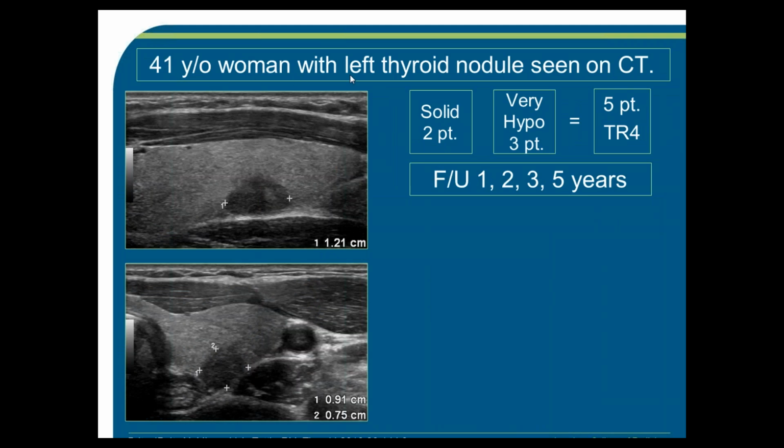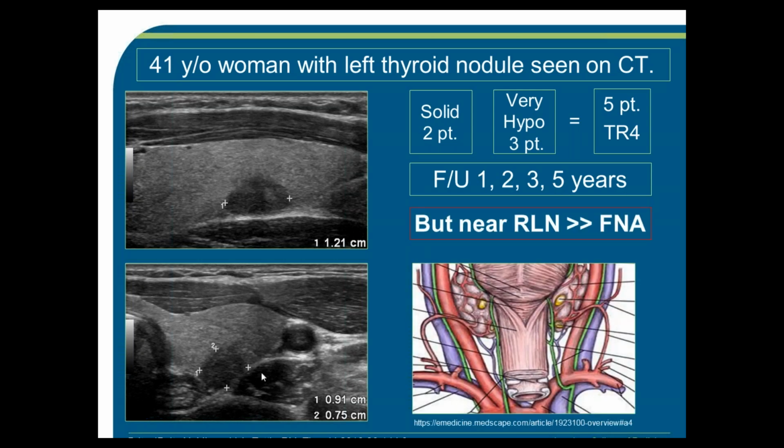This is a 41-year-old woman who had a left thyroid nodule seen on a CT scan. Referred to ultrasound, you can see the images here on the left. It was a 1.2 centimeter nodule, it was solid, very hypoechoic, that's 5 points, so it's a TR4. That would meet criteria for follow-up, but not for FNA. However, look at the location of this nodule. It's posterior in the thyroid, and it's immediately adjacent to the esophagus.